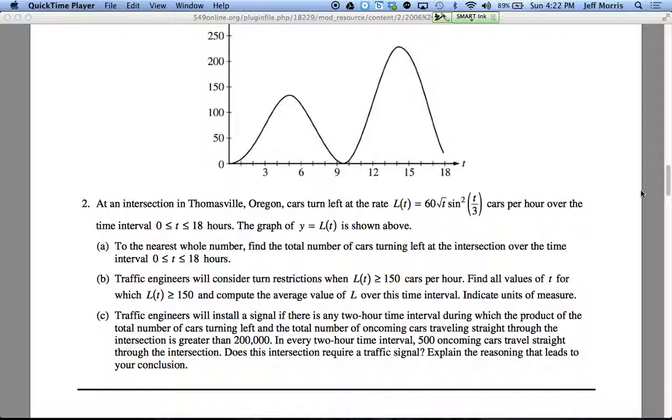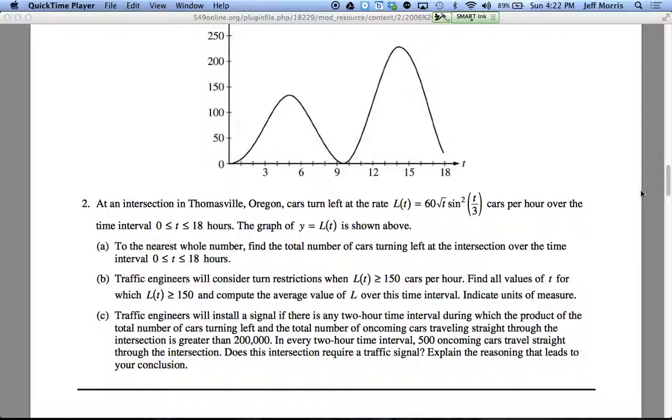When is it the busiest at that intersection, obviously? Yeah, 14, 15-ish. That's when the most cars are turning per hour. Right here, there's a lot of cars in that hour that are turning. That's the greatest anyways.